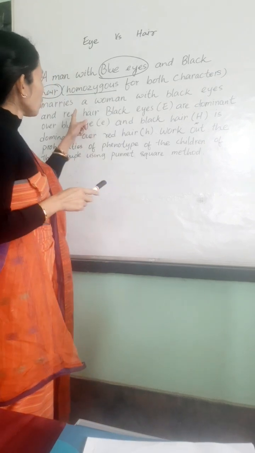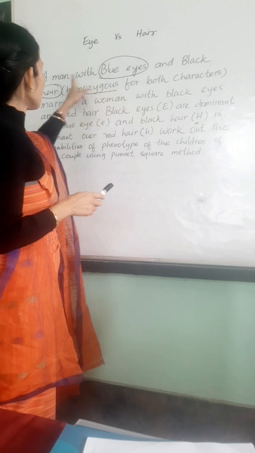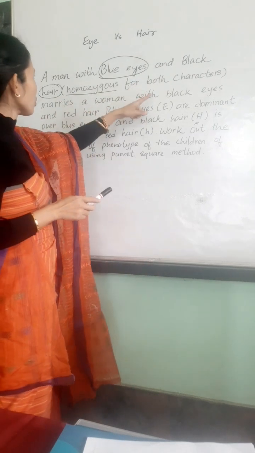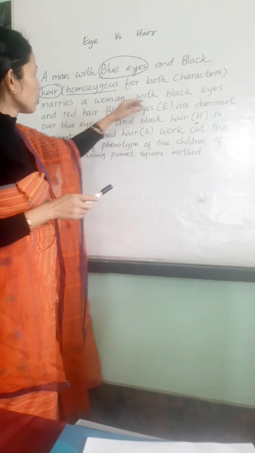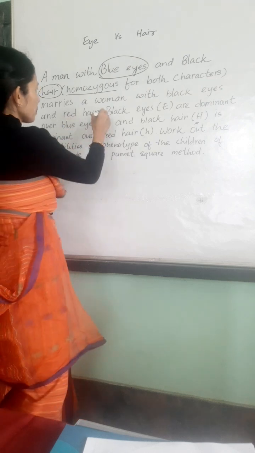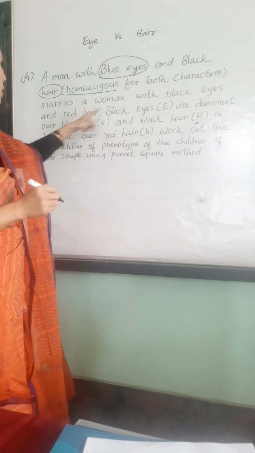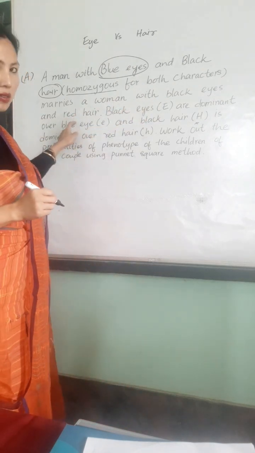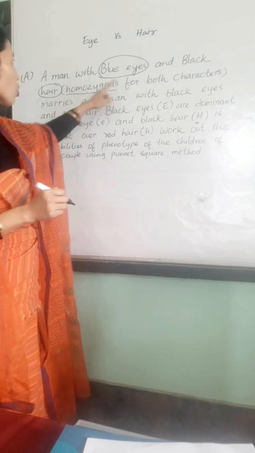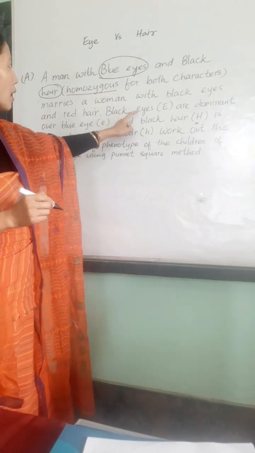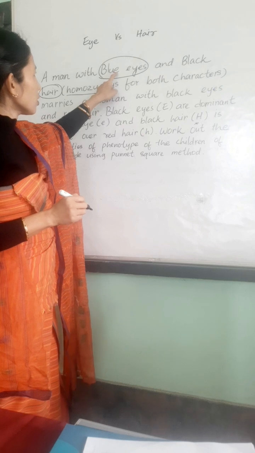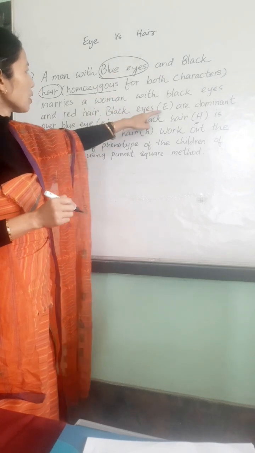Then secondly, what you need to see is a man with blue eyes and black hair, homozygous for both traits, marries a woman with black eyes and red hair. So both characters are homozygous, meaning blue eyes and black hair is homozygous. In the next line it is written black eye as capital E. So black eye should be capital E.